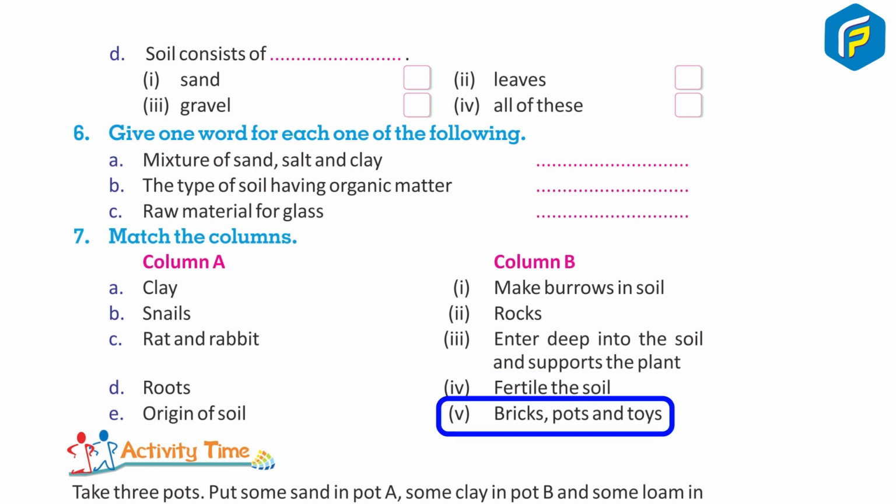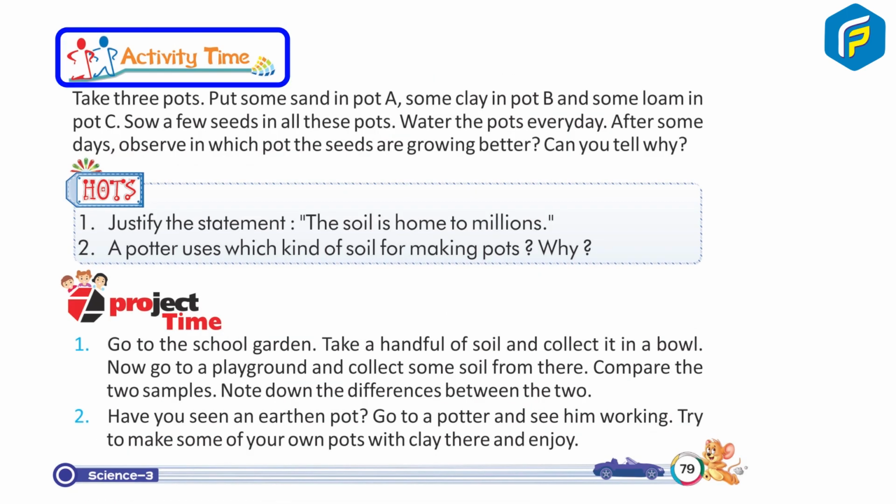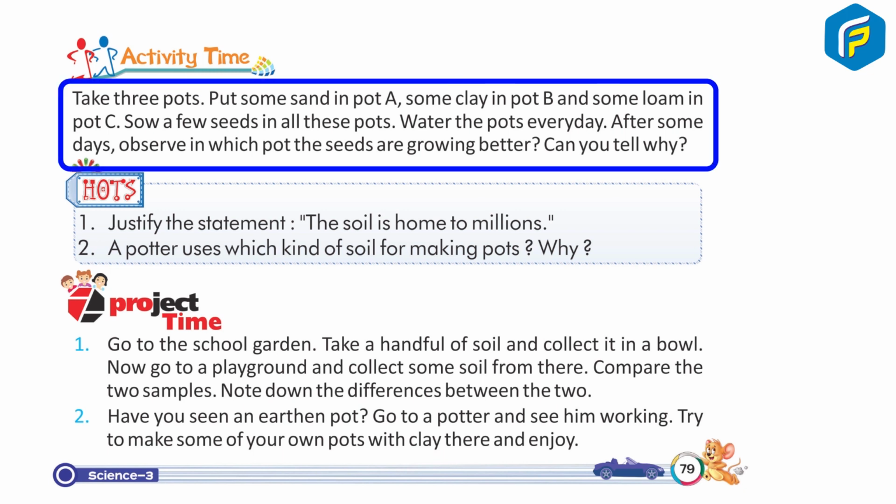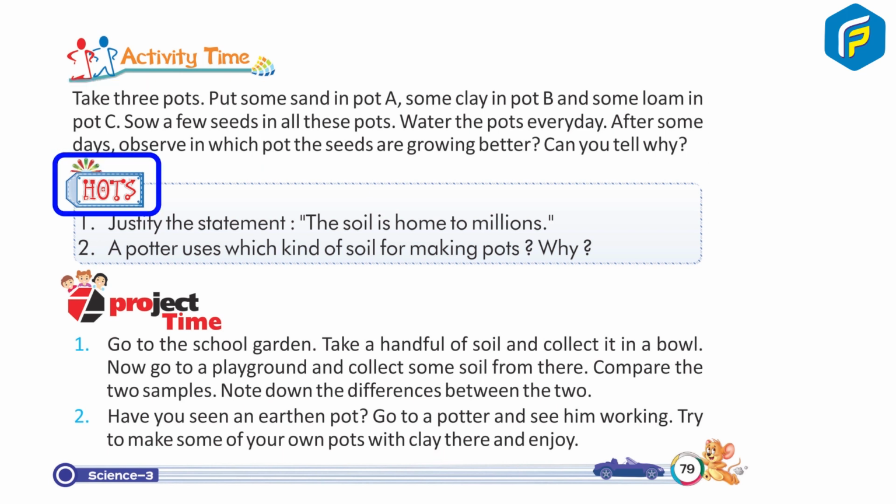Activity time. Take 3 pots, put some sand in pot A, some clay in pot B, and some loam in pot C. Sow a few seeds in all these pots. Water the pots every day. After some days, observe in which pot the seeds are growing better. Can you tell why?